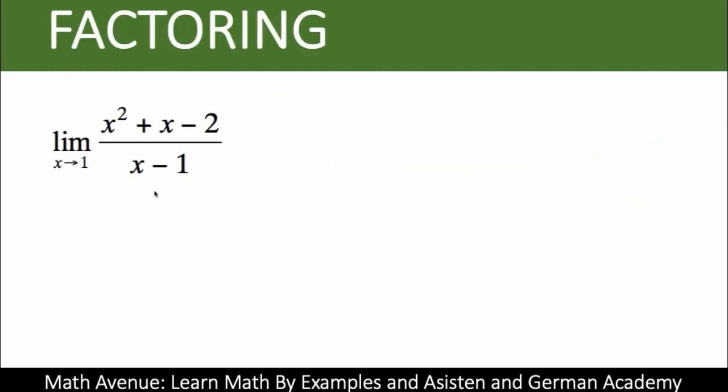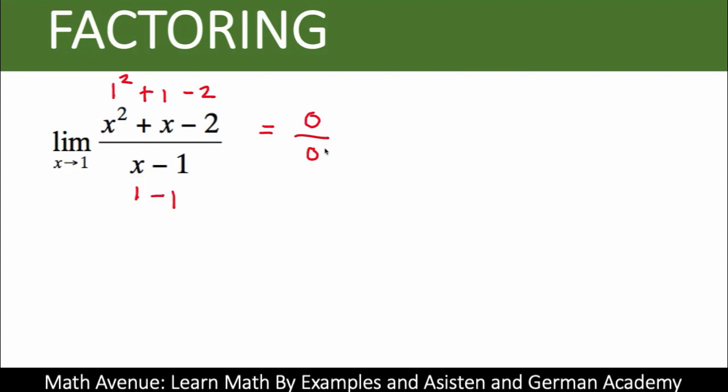Now, not all the time direct substitution works. For example, if we're going to use the substitution method here, this is what we're going to get. This becomes 1 squared plus 1 minus 2 over 1 minus 1. And what is the value? 1 squared is 1, plus 1 is 2, minus 2 is 0, and 1 minus 1 is 0. So you have an indeterminate form.